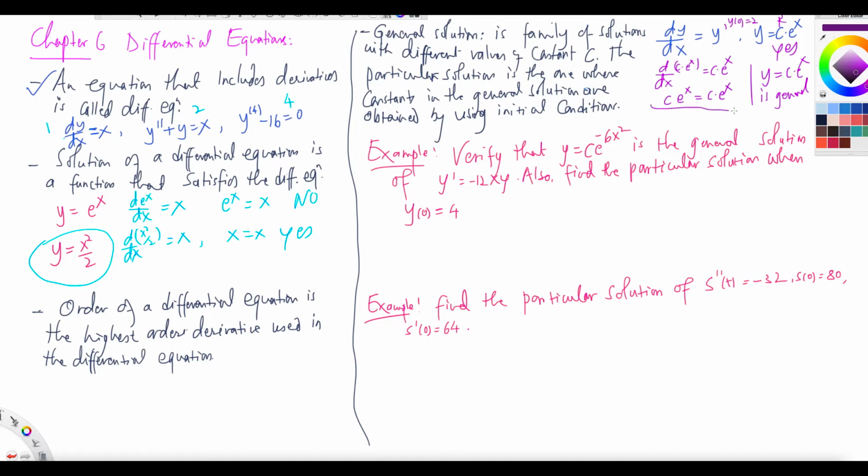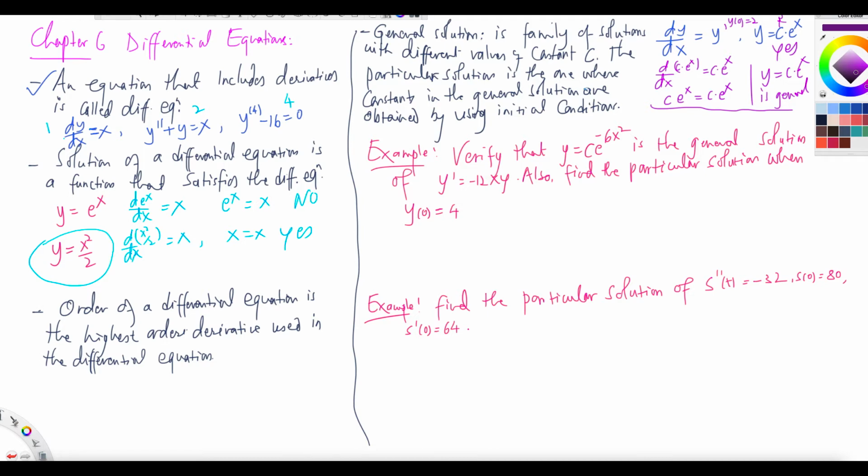We will do many examples of that type later. So just for now, a general solution has c in it, a constant in it. But a particular solution will have the value of c replaced by a number obtained. That number will be obtained by using the initial conditions, by using some conditions there. All right, so let us see some examples. We will see the general solution, the particular solution, and other examples as well.